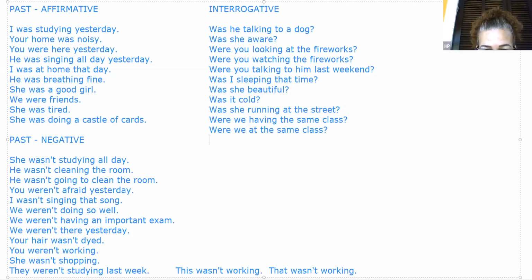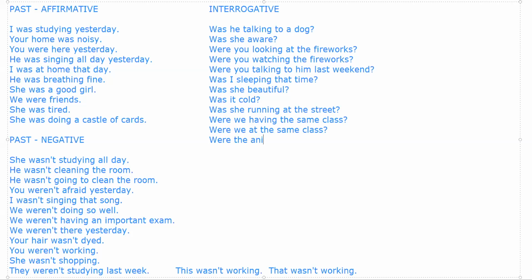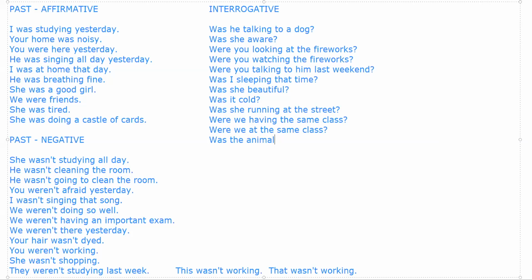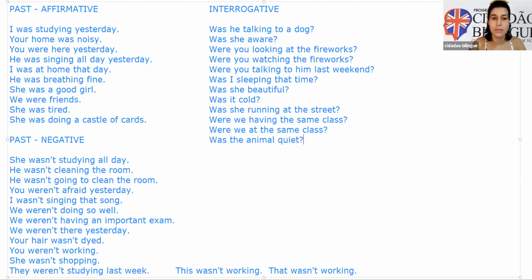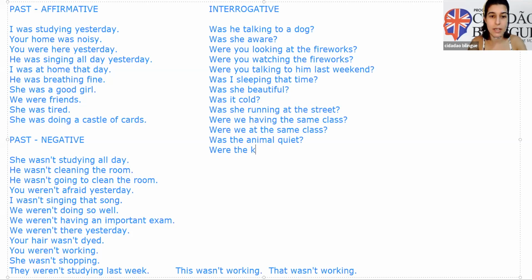Waiting. Come on, you guys. Energy. Were the animals quiet? O animal estava quieto? Was. Okay, was. Oh, were the animals. Was the animal quiet? Yes, was. Very good, very good. Okay. Were the kids quiet? As crianças estavam quietas. Were the kids quiet? Very good.